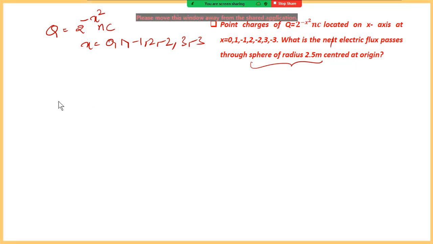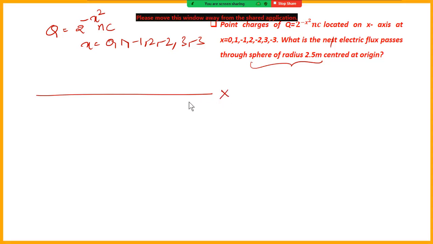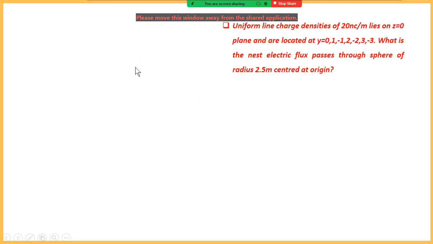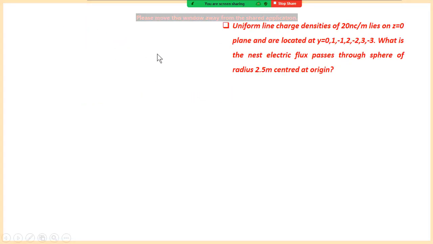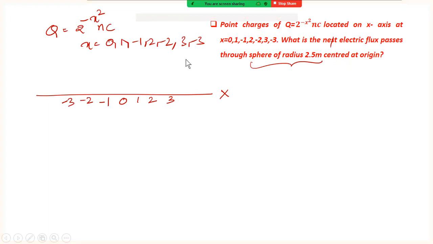So anyhow, first we will find what are the charges they have given. They said x-axis, so on the x-axis we have the locations 0, 1, 2, 3, and so on, and minus 1, minus 2, minus 3. We have charges located at these positions. So how many positions are there?